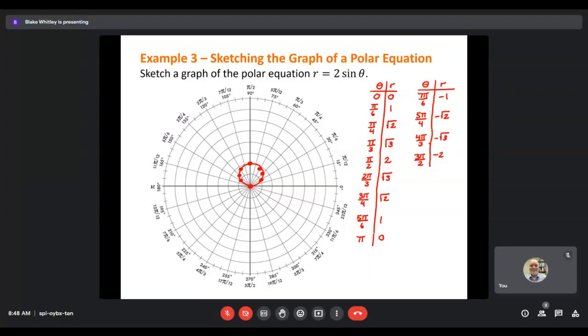It's basically a circle that's no longer centered at the origin or the pole. It's actually shifted up now.